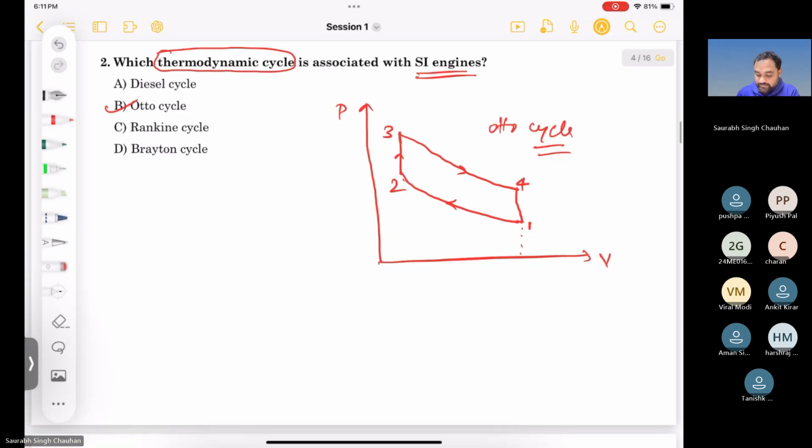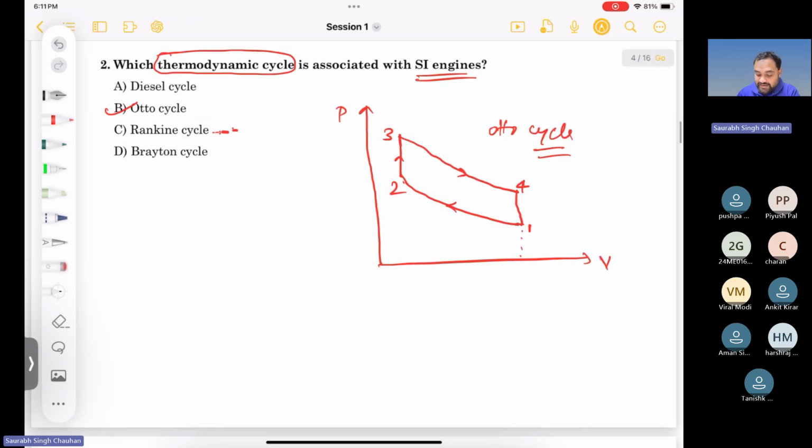Okay, the Rankine cycle is for steam engines. Brayton cycle is for gas turbines, right? So Brayton cycle you will study later, when you study the gas turbines.